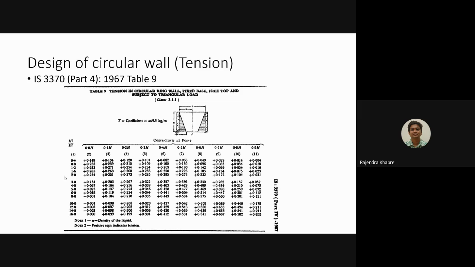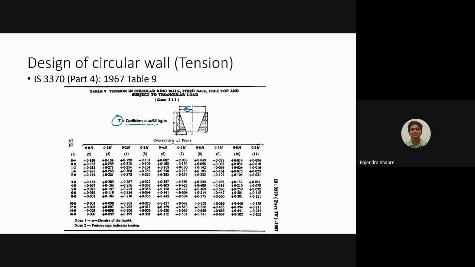From this expression, you have to calculate the tension in the wall using a coefficient multiplied by W, multiplied by height, multiplied by R, where R is the clear radius of the tank. If you observe very carefully, this table is divided into many parts. The first column is the h square by dt column.